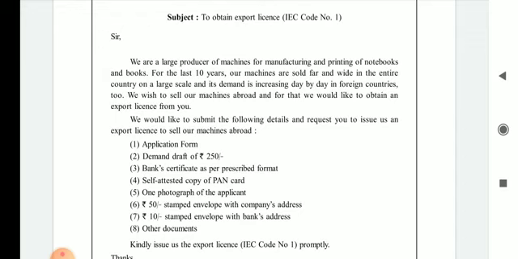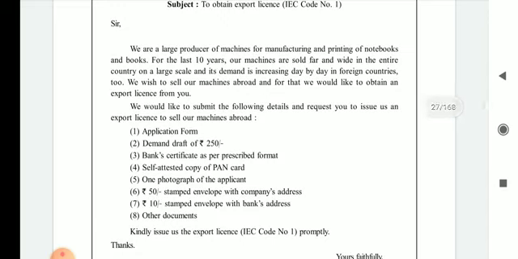They also mention that they have been dealing with this type of machines for the last 10 years, and they are selling their product in the entire country, which means all over India. And they also mentioned that nowadays the demand for their machines is from abroad. It means that people from outside India also require the machines and are demanding the machines of Quality Machine House.